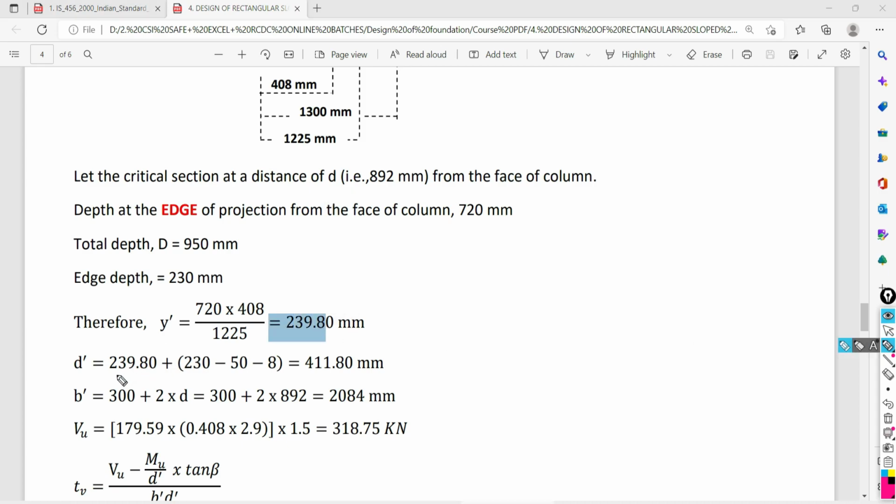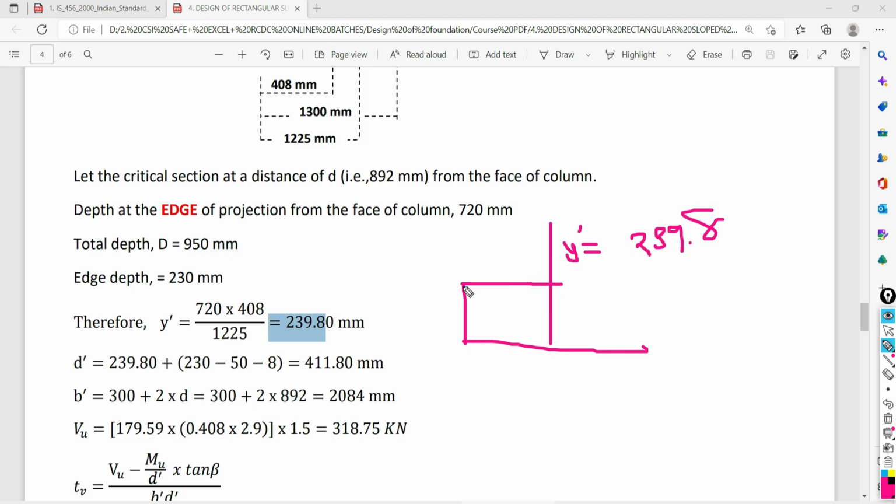Now you have to add this value with the edge depth. So we have calculated the depth as y dash here. So y dash, you got the value of 239.8. Then plus 230. If you add 230, you will get the total overall depth. But our intention is to find out the effective depth, d dash. So for finding d dash, the formula is going to be 239.8 plus, inside bracket, 230 minus clear cover minus half of the diameter of bar. So you are getting the d dash value as 411.8 mm.